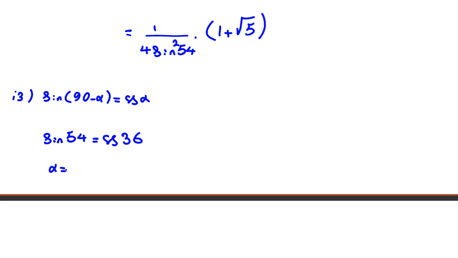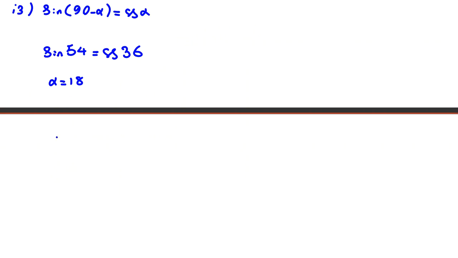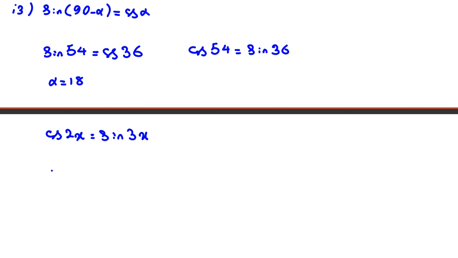Okay, we consider the angle. The approach is like this. If you want to find, for example, sine 54, you say alpha equals 18 degrees. Then we say cos 2x equals sine 3x. Okay, we can use this also. We can say another thing. We know cos 54 by the same thing equals sine 36. So by the same approach, we can say cos 3x equals sine 2x.